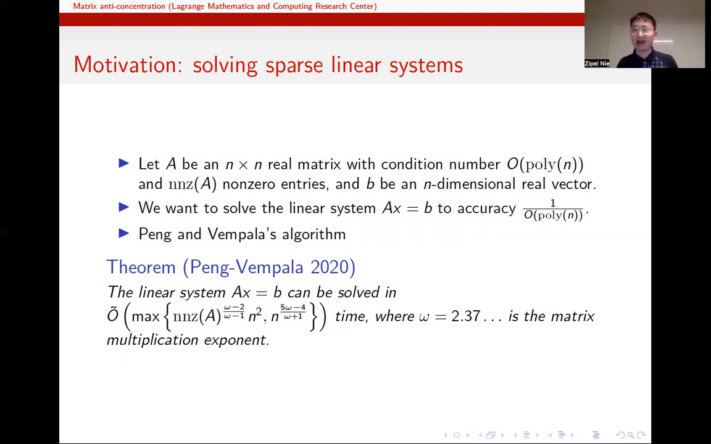One day last year, our chief scientist in the company saw Peng and Vempala's results on social media. Their result is saying that if we have a sparse matrix A and a vector B, we want to solve the sparse linear system AX equals B, then this system can be solved faster than doing matrix multiplication in the dense case.